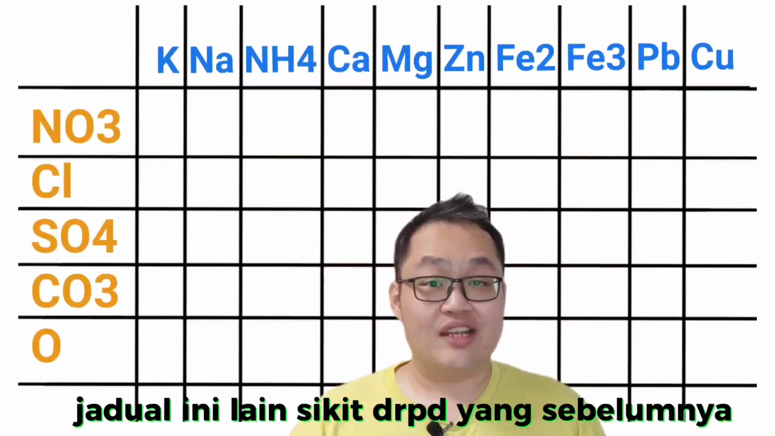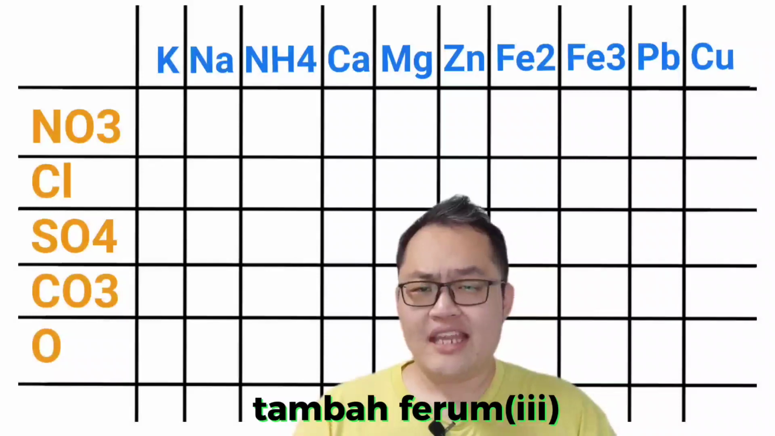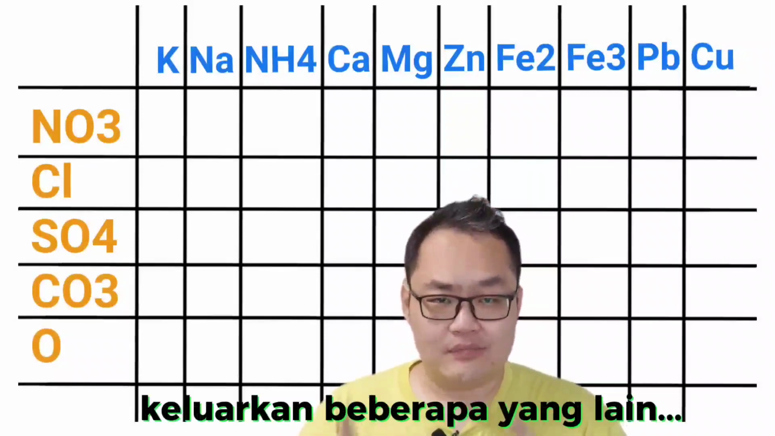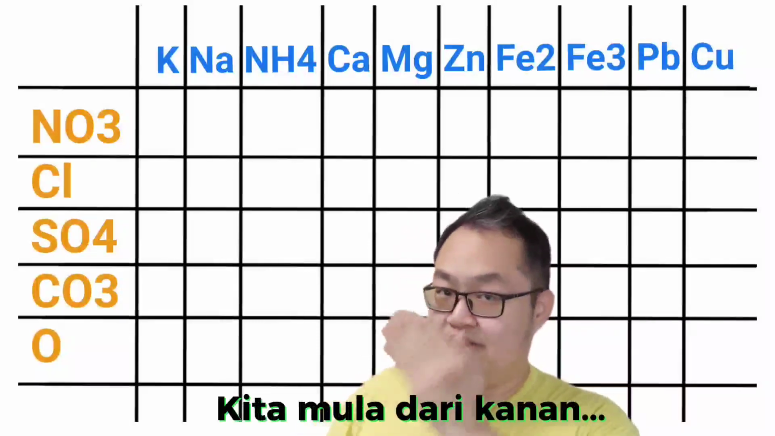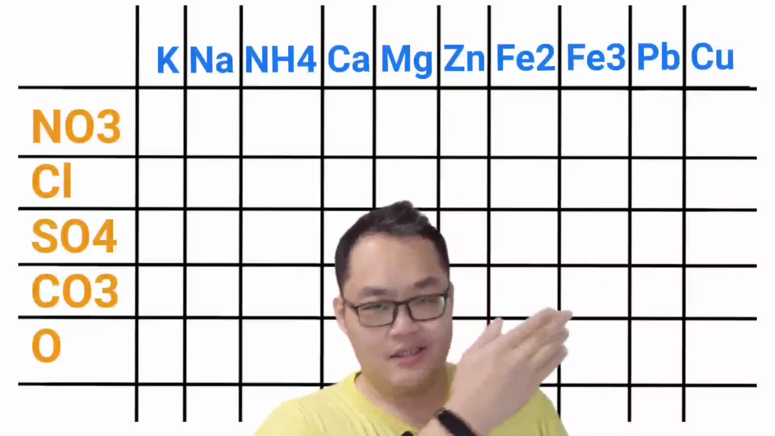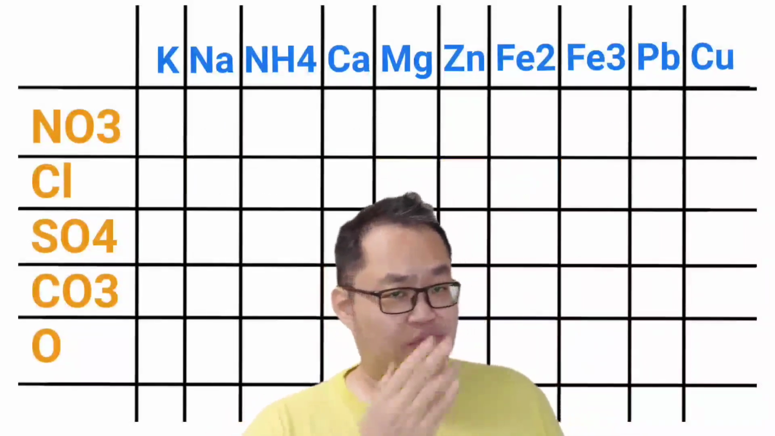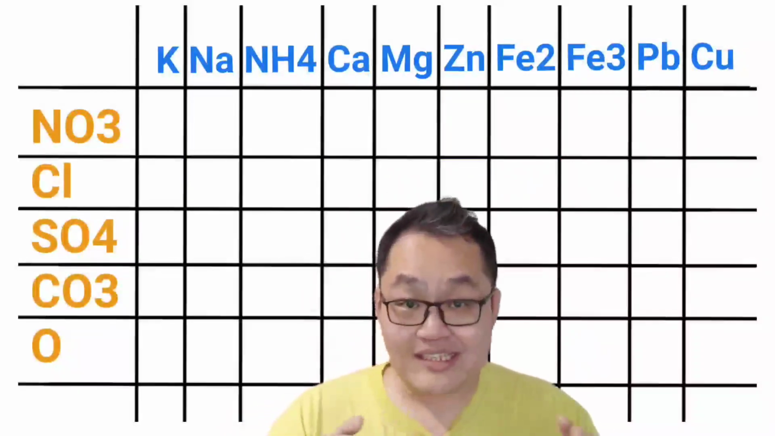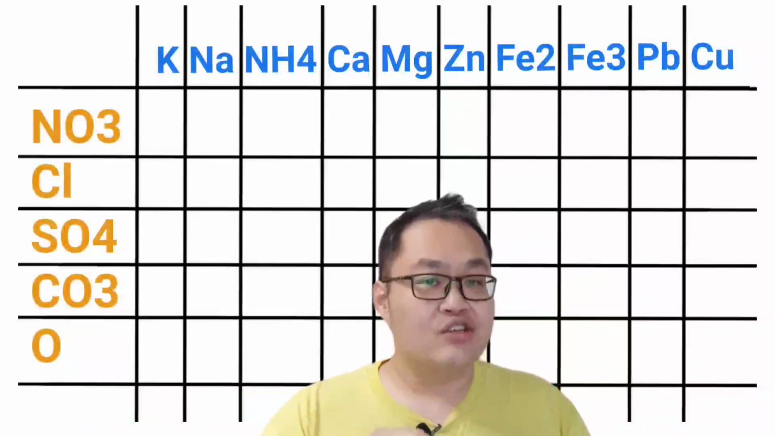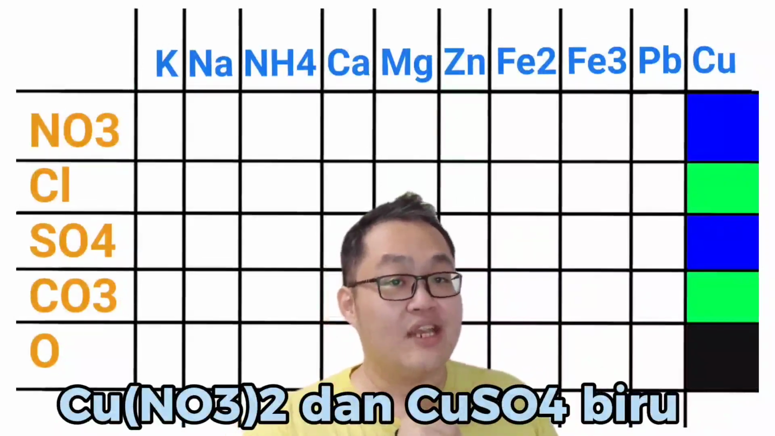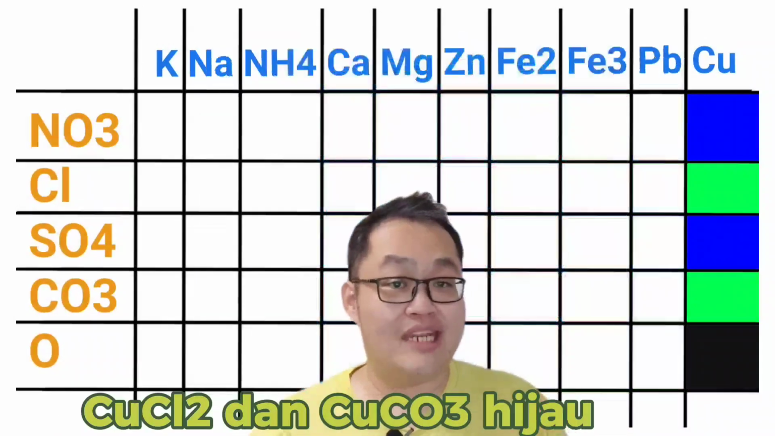This one has a different list of cations as the ones before, adding iron 3 while omitting some. I'll tell you why later, but now let's begin from the right. Now remember, this is the solid salt, not dissolved in water yet, okay? Not yet dissolved. So copper 2 nitrate and sulfate are blue, copper 2 chloride and carbonate are green.